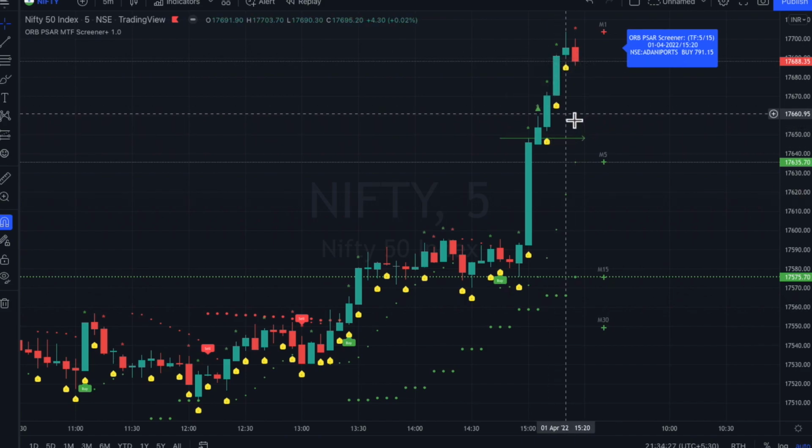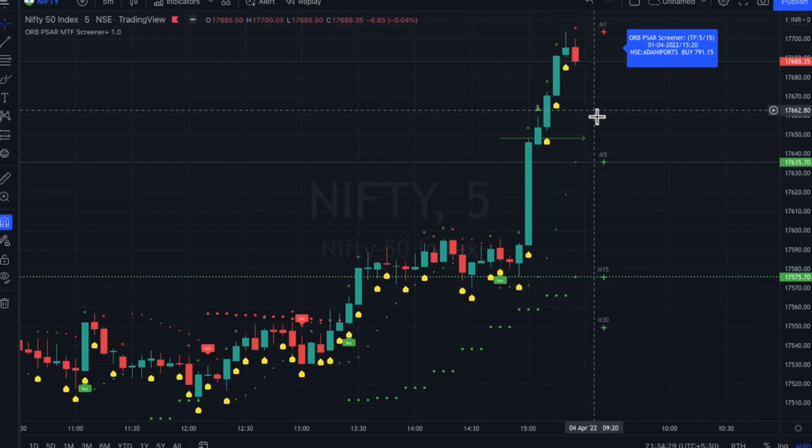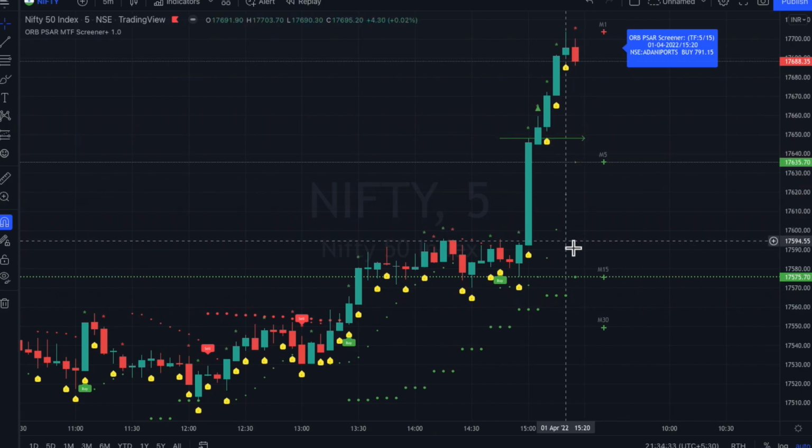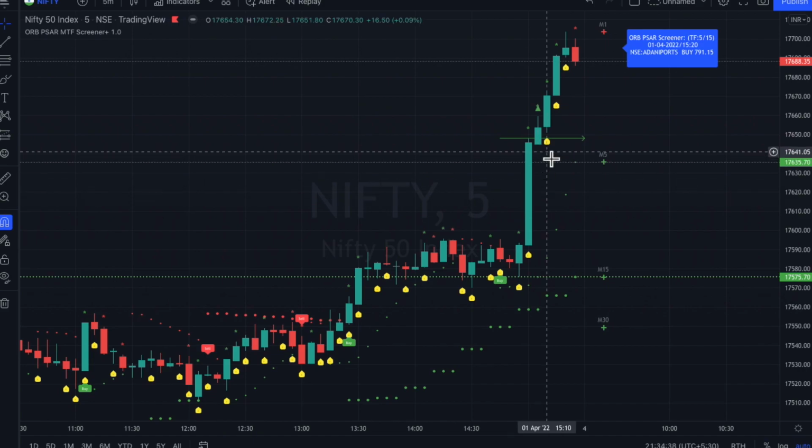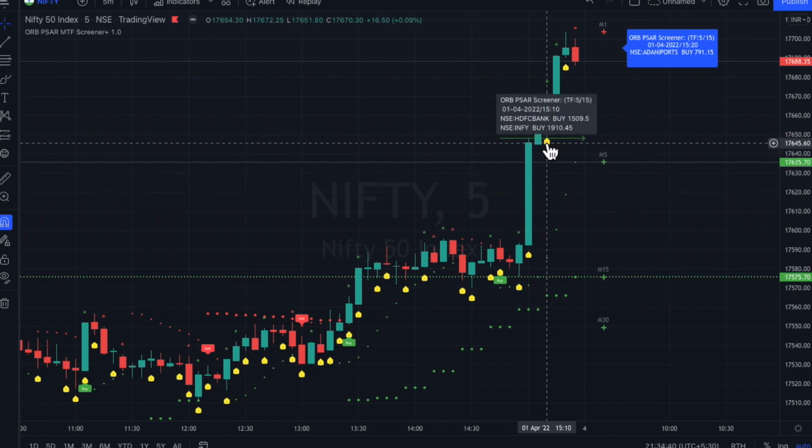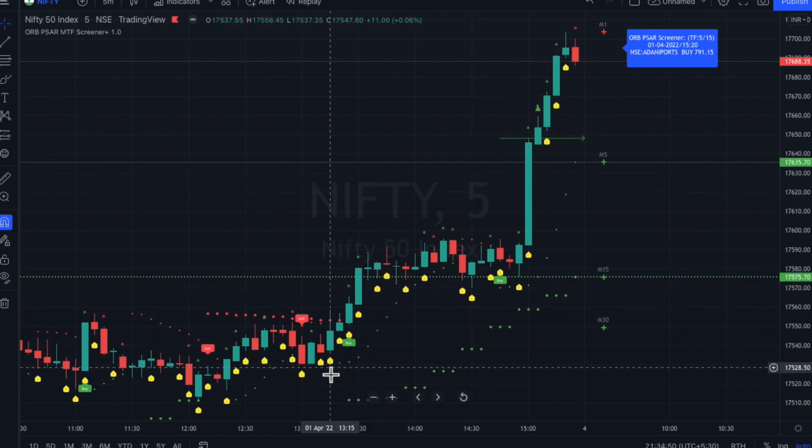These are the triangles which will show you what has happened in that particular candle. Suppose a breakout is happening, if a PSAR signal is getting generated in any of these candles, it will automatically light up. If I take my cursor to the yellow candle, it will tell me what exactly happened here. On this particular candle, there was a breakout for HDFC Bank and for Nifty at these particular rates. So I can see the history of various breakouts which have happened.